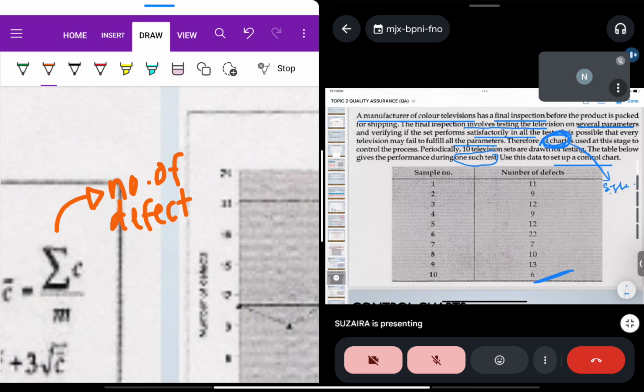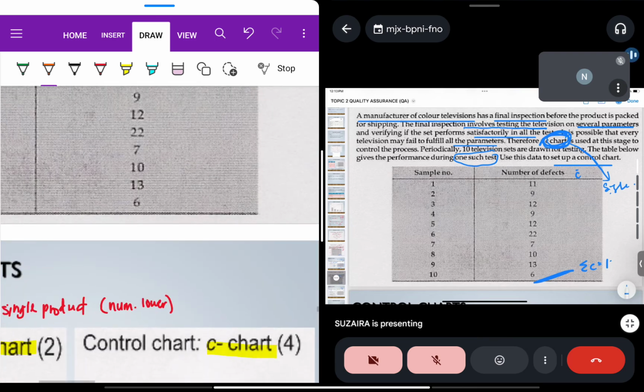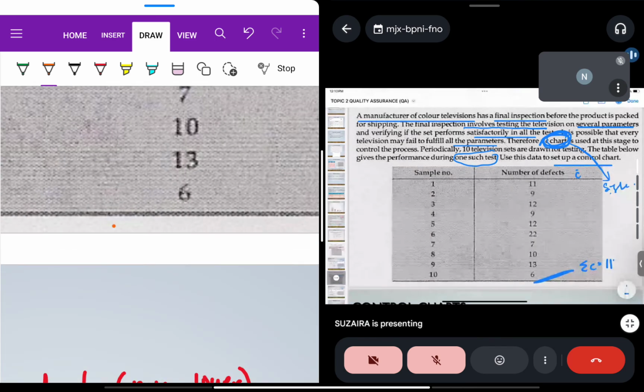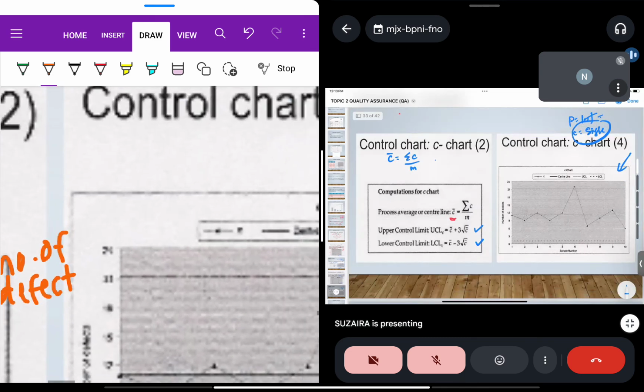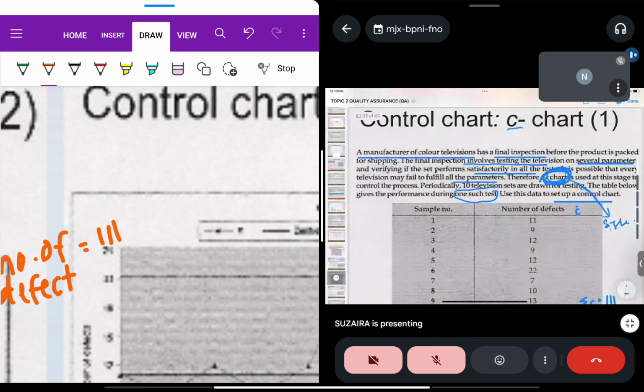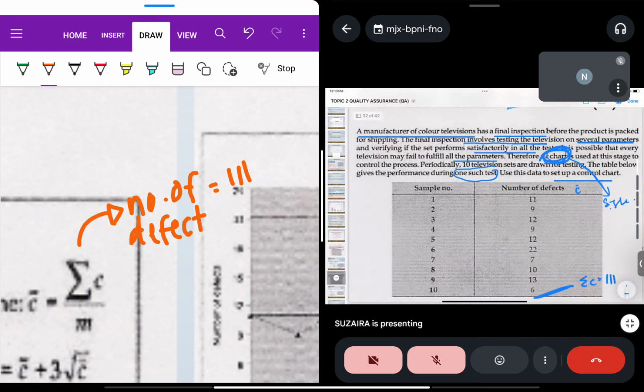What is the sum of C? This one is C. Sum of C equals 111. Okay, all right. So now we need to divide by, okay, what is the M?